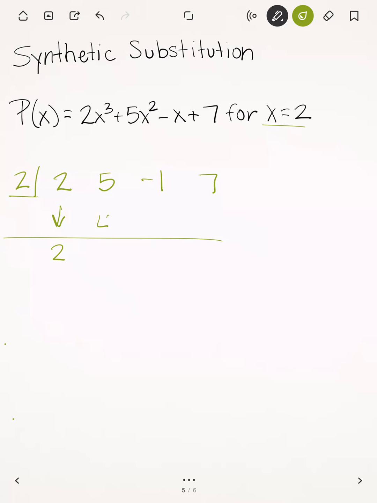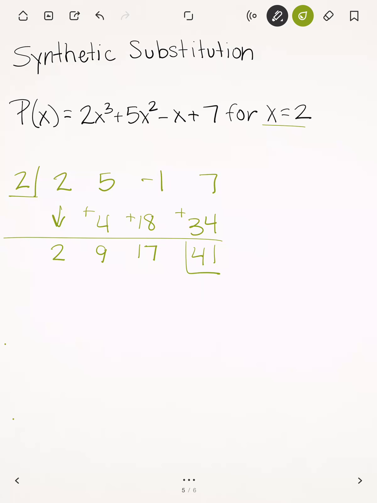2 times 2 is 4. 5 plus 4 is 9. 2 times 9 is 18. -1 plus 18 is a positive 17. 2 times 17 is 34. 7 plus 34 is 41.